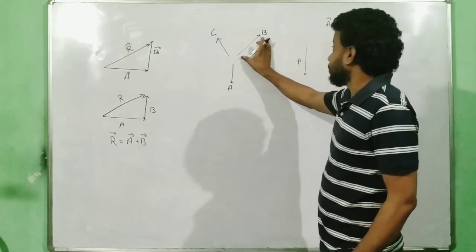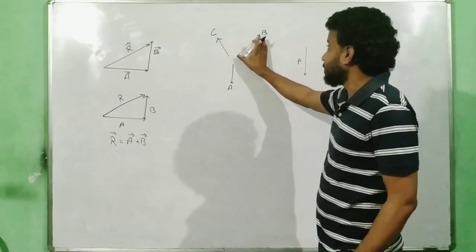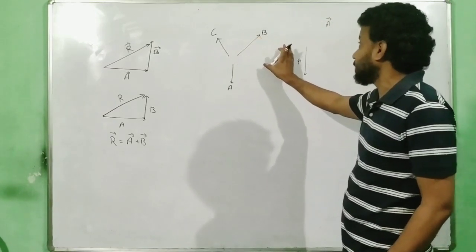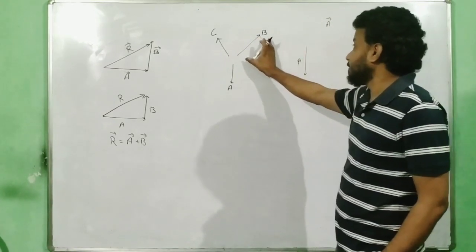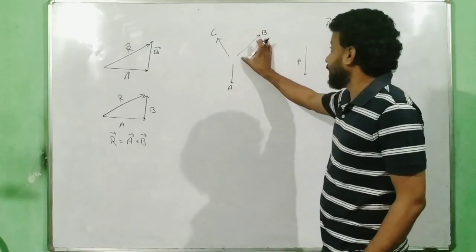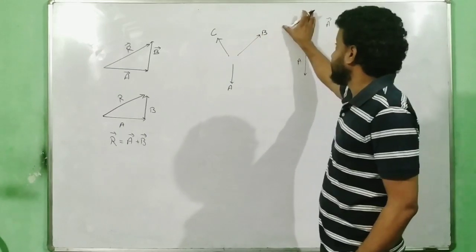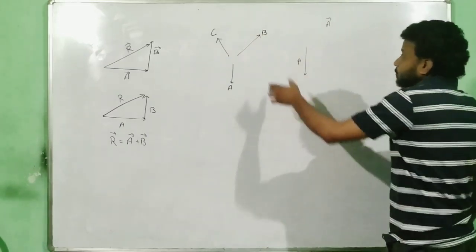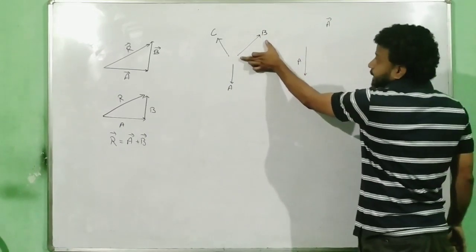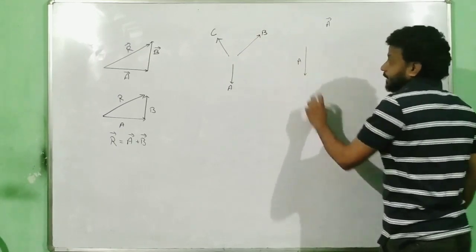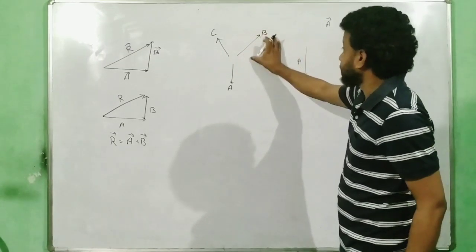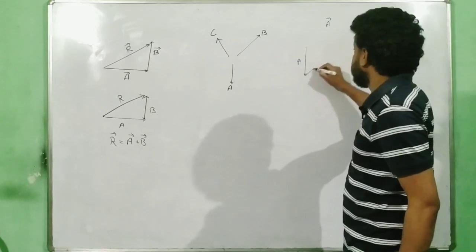Now vector B. You shift it. Remember, you can always shift a vector parallel, either like this or like this. So I have to bring it over here. I have to put the tail of B at the head of A, so it is pointing in this direction. Bring it. So this is my vector B.